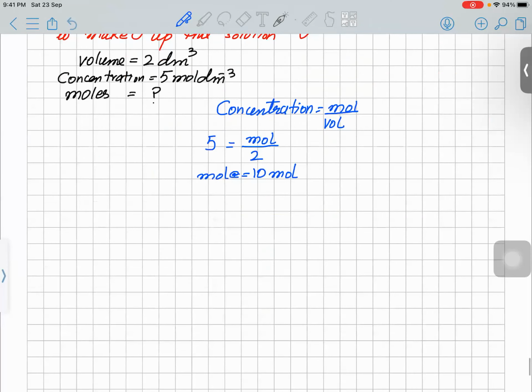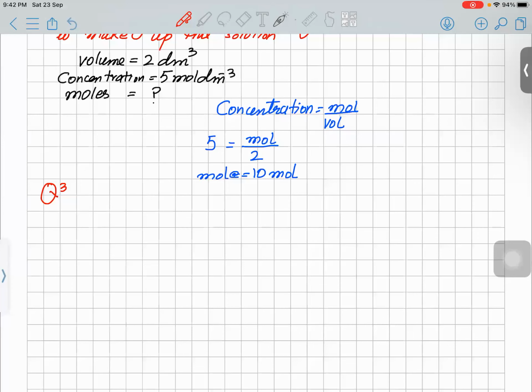Now next question, question number 3. Basically, mole equals concentration multiplied by given volume. Exactly, because it's in dm cube, we don't have to multiply or divide by 1000. Very good. Whenever volume is in cm cube, you have to multiply it by 1000. Otherwise, no need to multiply it by 1000.